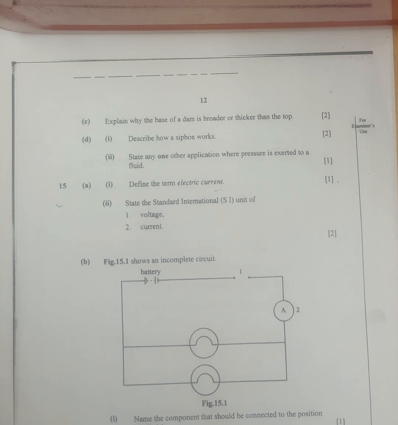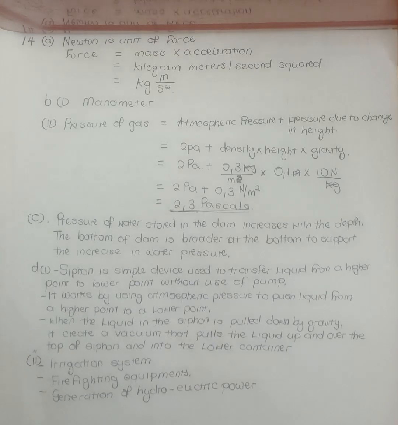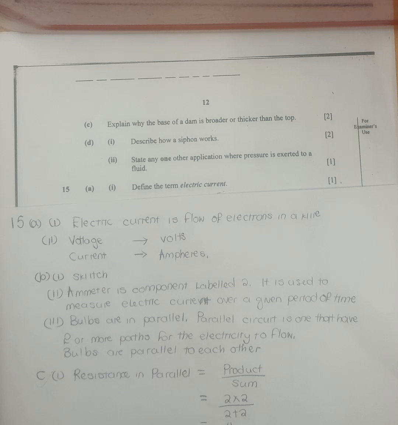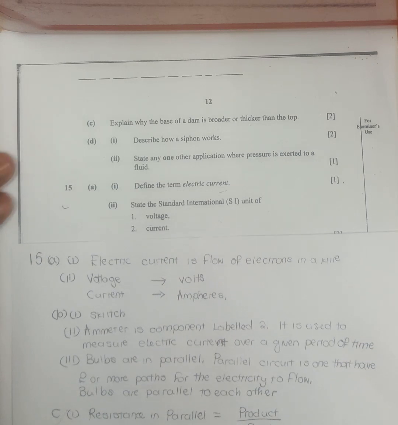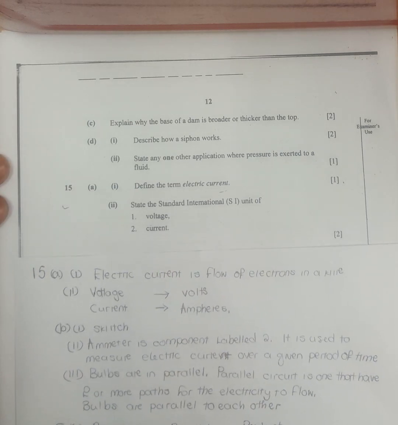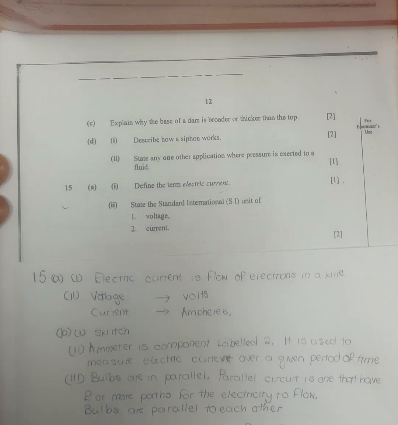And then we are supposed to state applications of pressure exerted on a fluid. It is applied in irrigation systems, firefighting equipment, and generation of hydroelectric power. And then electric current is the flow of electrons in a wire. SI unit of voltage is volts. SI unit of current is amperes.